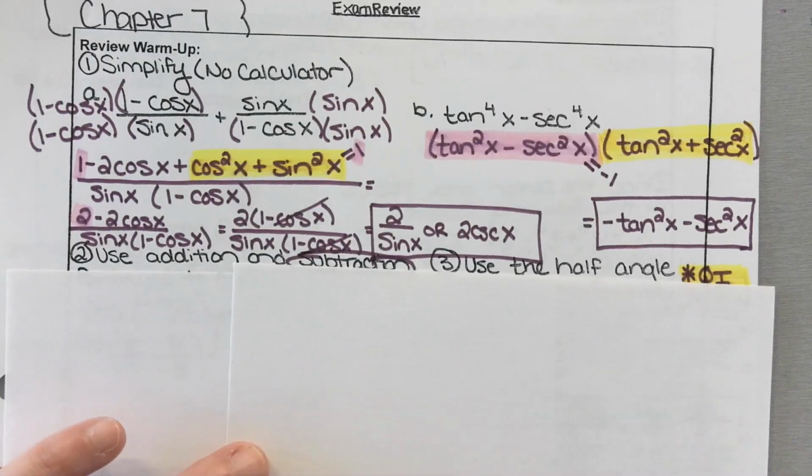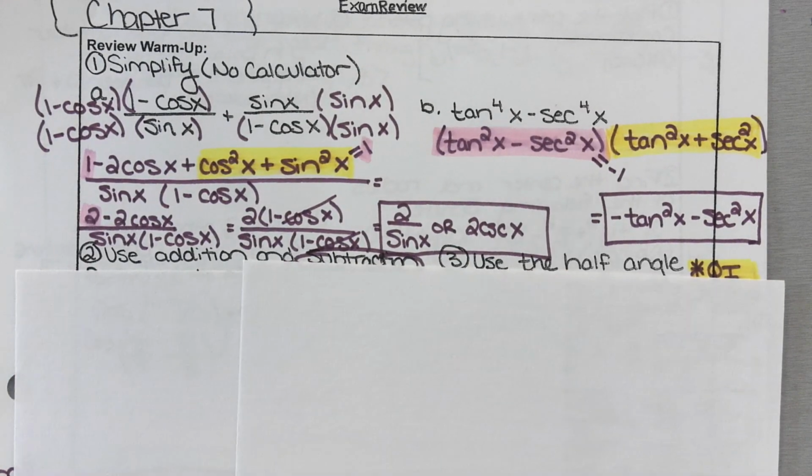Okay, here's the second one. Remember that another strategy that you can use when you're trying to do these problems, remember we spent a bunch of days here and we were out on the board working, is that you can also factor. So I factored by using a difference of squares. And then I knew tan squared x minus secant squared x equals 1. Or negative 1 rather.